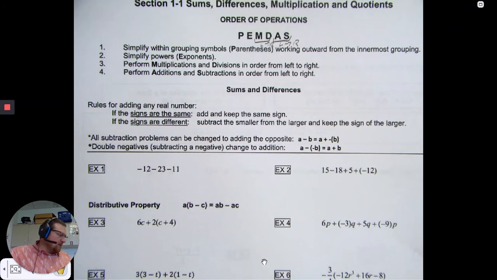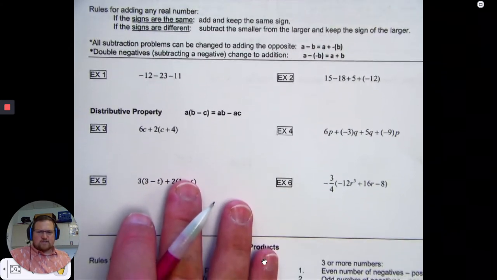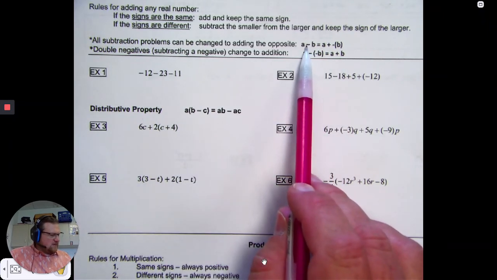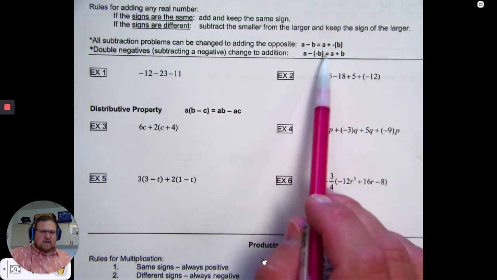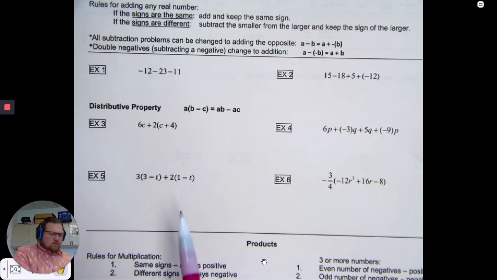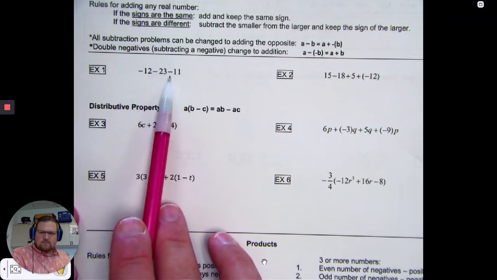And so obviously if you have any questions, feel free to let me know or ask during class time. So here, we're going to hit on a whole bunch of these. At the top here real quick, I do want to remind you of this: subtraction is the same as plus a negative, and if you have minus a negative, that's the same as plus a positive. So we start right here, and we have negative 12 minus 23 minus 11.